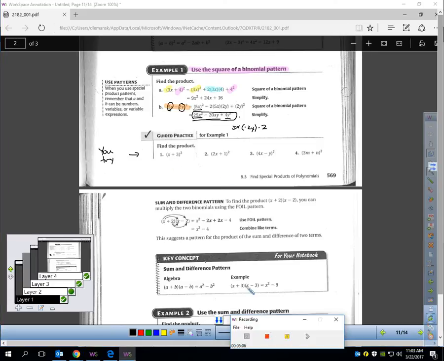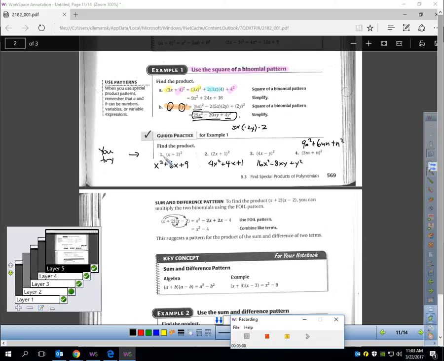Okay, I'm back. And in number 1, I'll take x and square it, I'll take 3 and square it, and I'll take 3 times x and double it in the middle. There's my answer, x squared plus 6x plus 9.